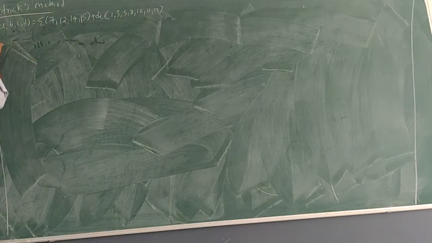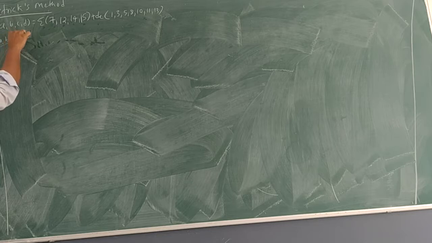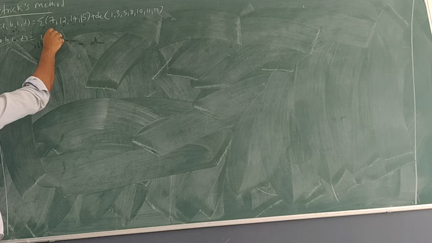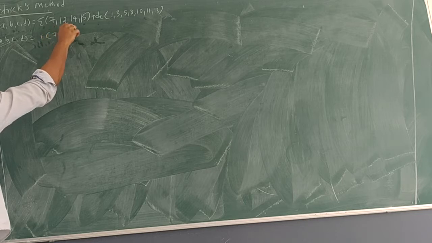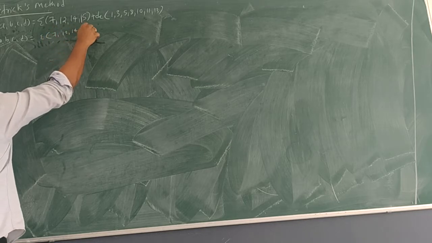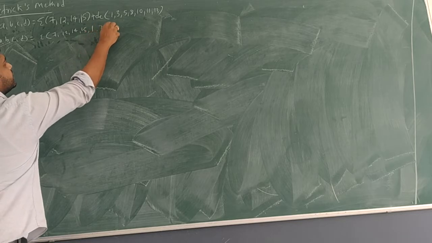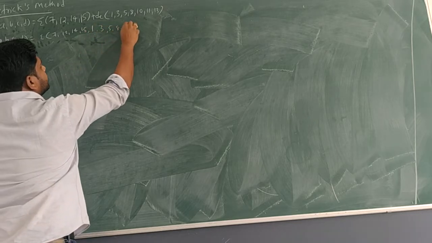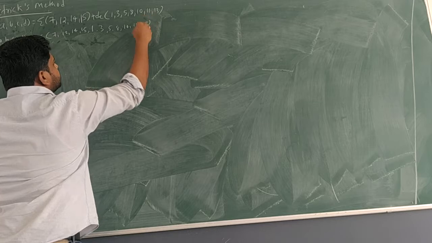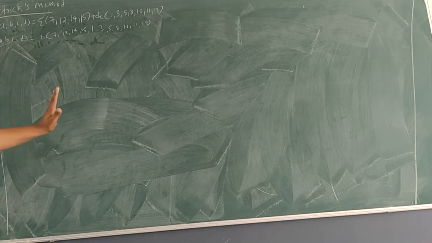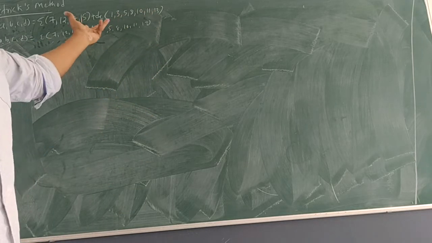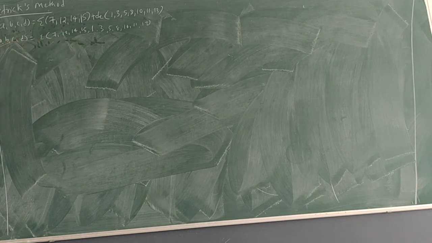So what is the new definition of the function? Assumption. It will be 7, then 12, then 14, then 15, then 1, 3, 5, 8, 10, 11, 13. Simplify like this. Only changes will take place in Patrick's last step of simplification.